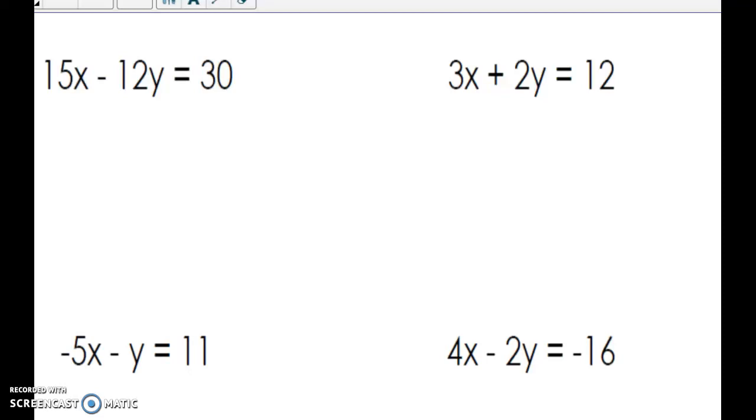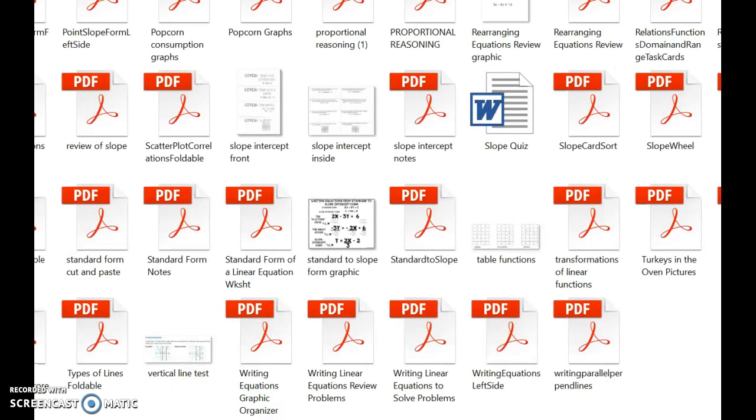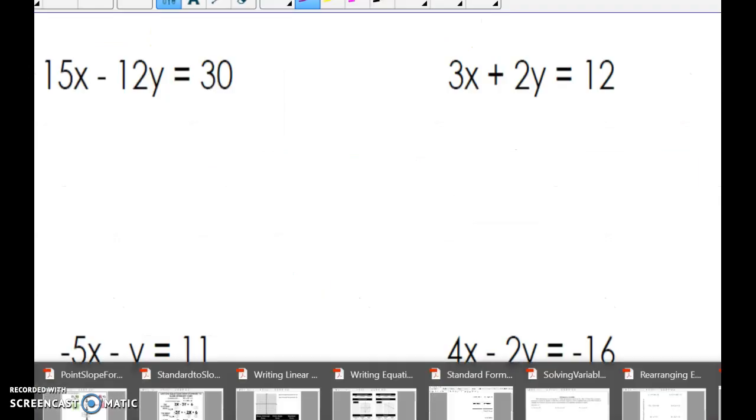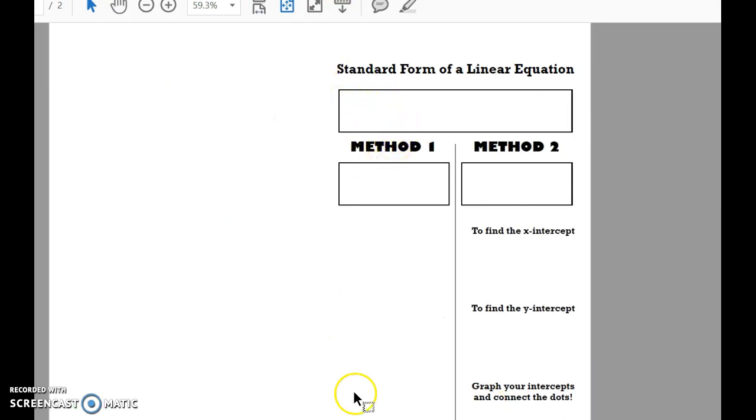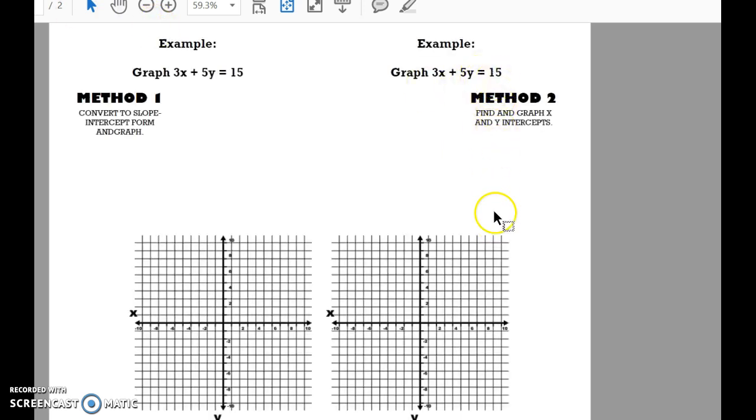Okay, so now that you know how to write an equation in point slope and slope intercept form, I want to go back and look at how you change an equation from standard form to slope intercept form. So this is written in standard form, and I don't know if you remember this, but maybe like 2 weeks ago, we did notes where we talked about standard form. Here's what it looked like. We wrote in what standard form was, and then we looked at some examples. We looked at this method to find the x and y intercepts. But there's also this method, which is to convert to slope intercept.